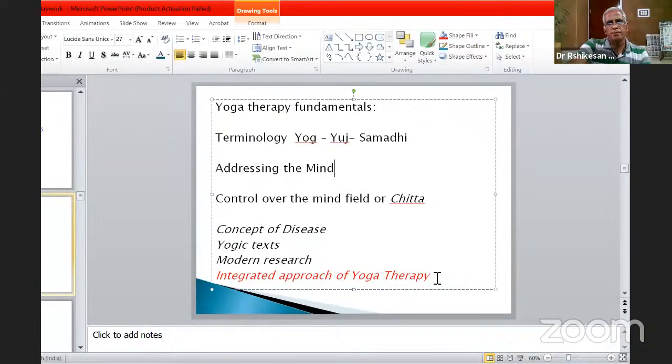So, the integrated approach of yoga therapy. That also has a few points. In modern medicine, we are just seeing the physical body, the Annamaya Kosha. But as per the yogic concept, there are subtler levels, much subtler levels of existence. There is Pranamaya Kosha, Manomaya Kosha, Vijnanamaya Kosha, Anandamaya Kosha. So these 5 levels of consciousness are there.